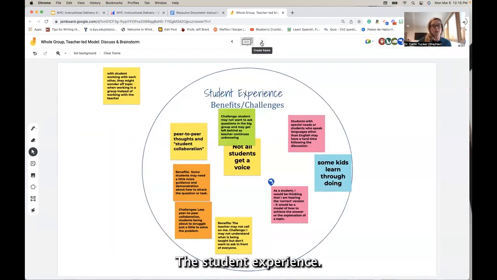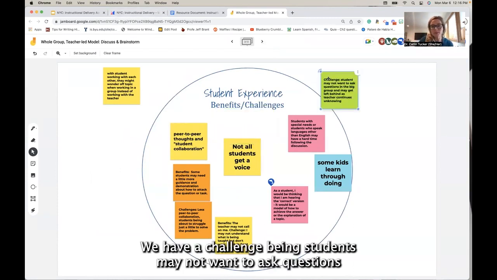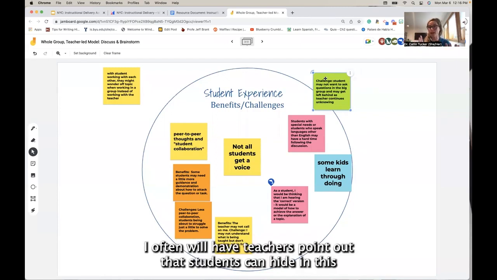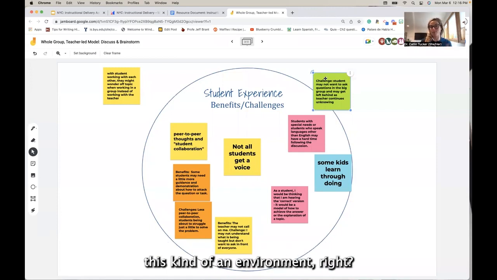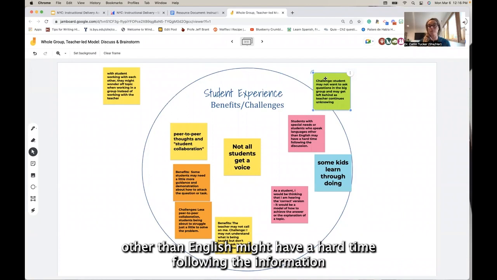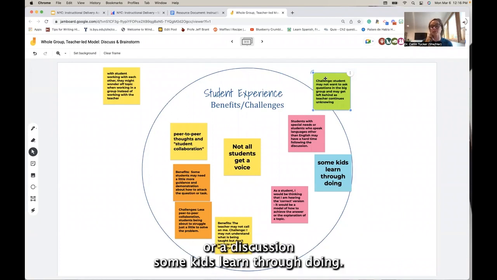The student experience, we have a challenge being students may not want to ask questions in front of the big group. That's a great one. I often will have teachers point out that students can hide in this kind of an environment, right? They don't have to be put on the spot. This says students with special needs or students who speak languages other than English might have a hard time following the information or a discussion.